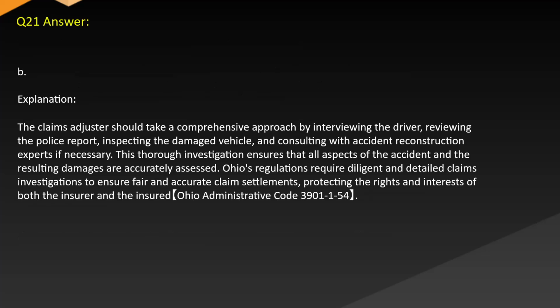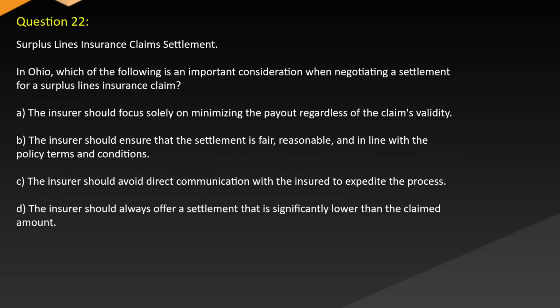Answer. B. Explanation. The claims adjuster should take a comprehensive approach by interviewing the driver, reviewing the police report, inspecting the damaged vehicle, and consulting with accident reconstruction experts if necessary. This thorough investigation ensures that all aspects of the accident and the resulting damages are accurately assessed. Ohio's regulations require diligent and detailed claims investigations to ensure fair and accurate claim settlements, protecting the rights and interests of both the insurer and the insured. Ohio Administrative Code 3901-154. Question 22. Surplus lines insurance claims settlement.